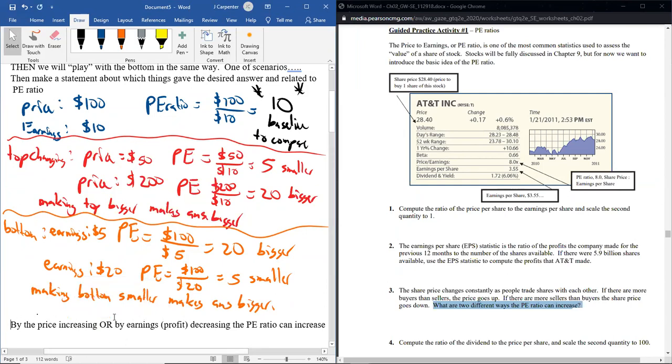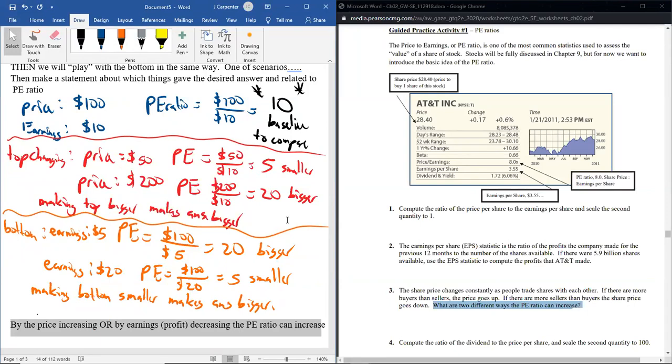This is the ultimate answer to number 3. If the price per share of the stock goes up, then the PE ratio goes up. Or if the profit goes down, the PE ratio can increase. This statement shows you why there's kind of a sweet spot. So if your profits go down, your PE ratio goes up.